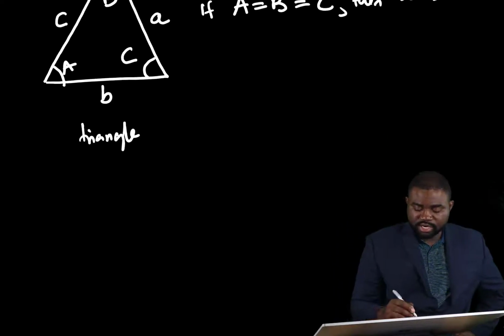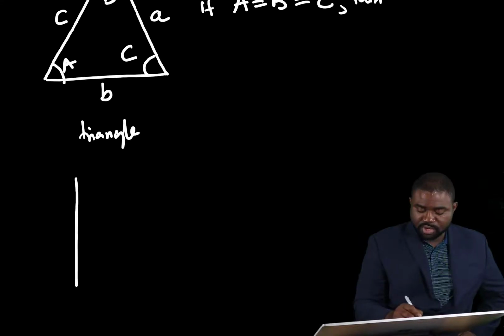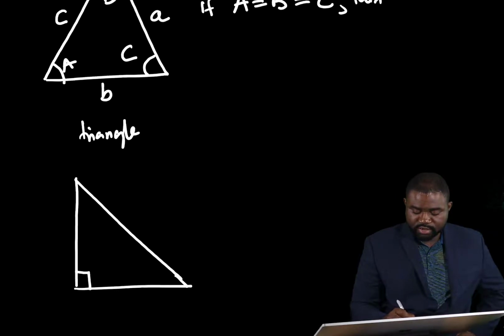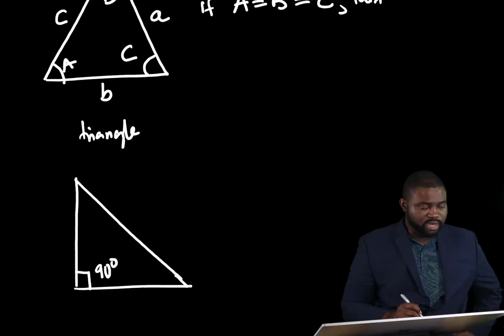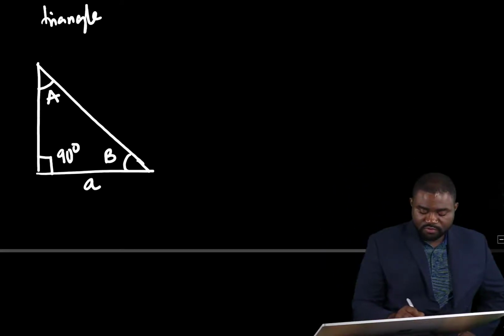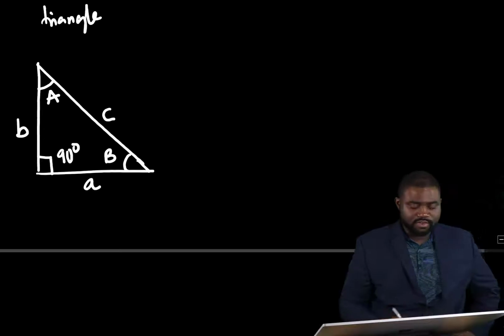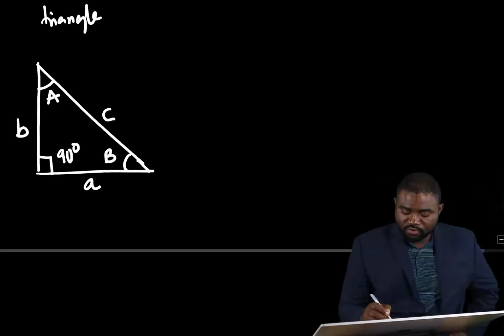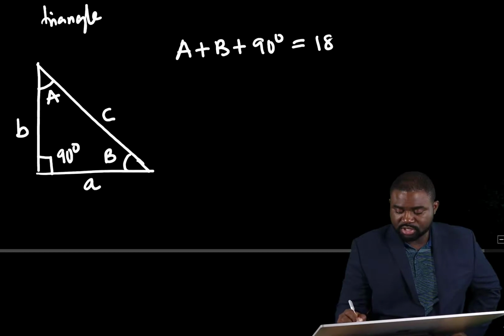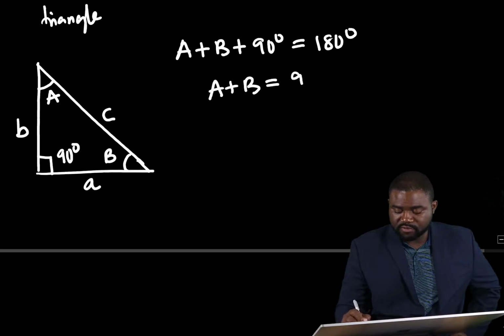A special triangle that I would like to talk about will be the right angle triangle. This angle here is 90 degrees. We call this the right angle triangle. This angle here is A, so this side here is a. This angle here is B, so this side is b, and let me call this side c. It is worthwhile for you to understand that A plus B plus 90 degrees must be equal to 180 degrees. That means that A plus B will be equal to 90 degrees.